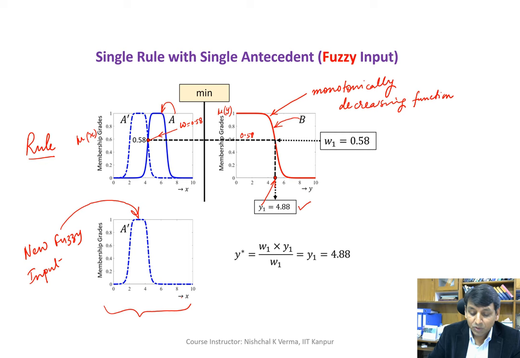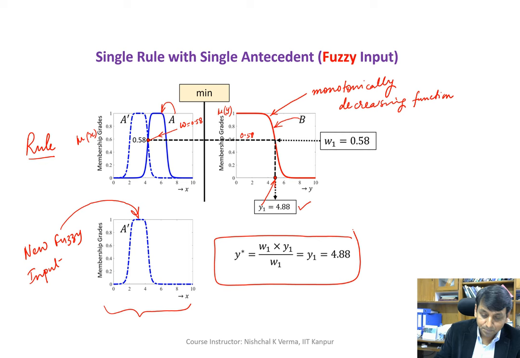So Y1 is, for this case, 4.88. Now, since we have only one rule, the weighted average is going to be the same. Here it is W1, which need not be there. So I can write here W1. And the W corresponding to this rule is 0.58. We have Y star is equal to W1 into Y1 over 1, and so we are getting 4.88. So here the weighted average is going to remain the same.